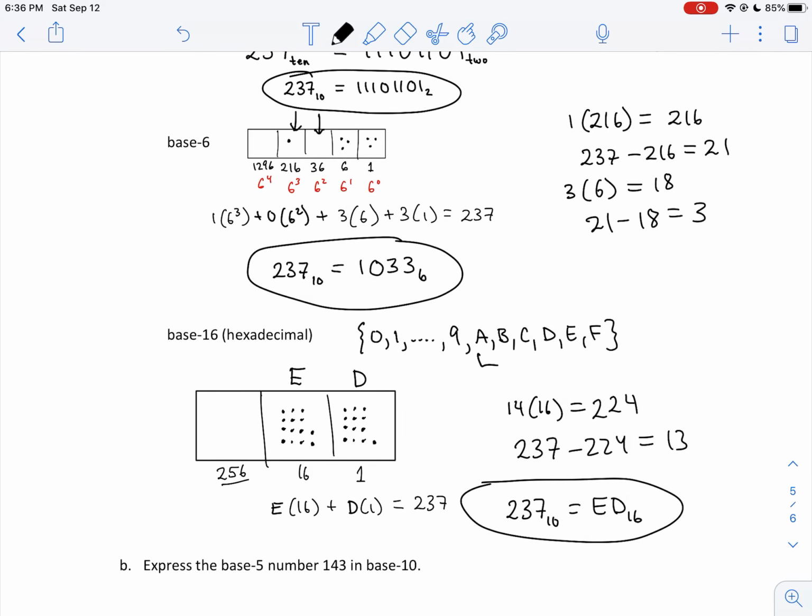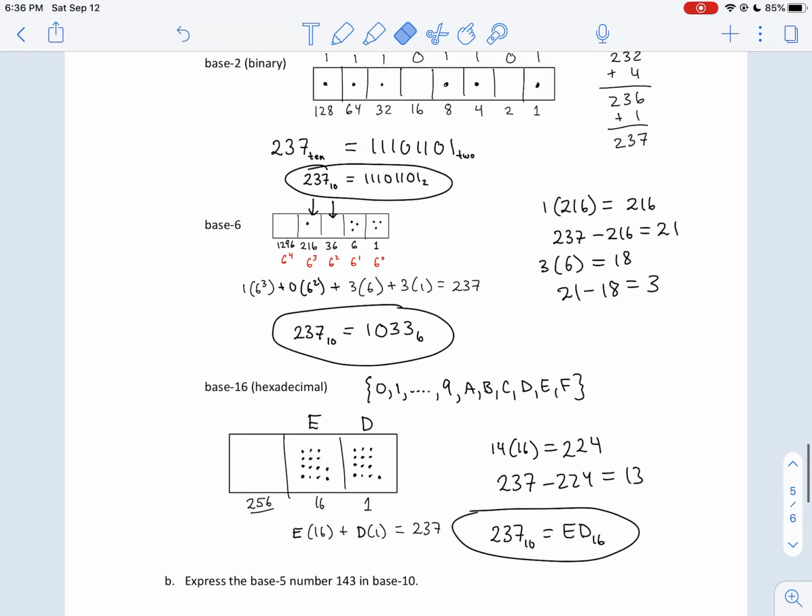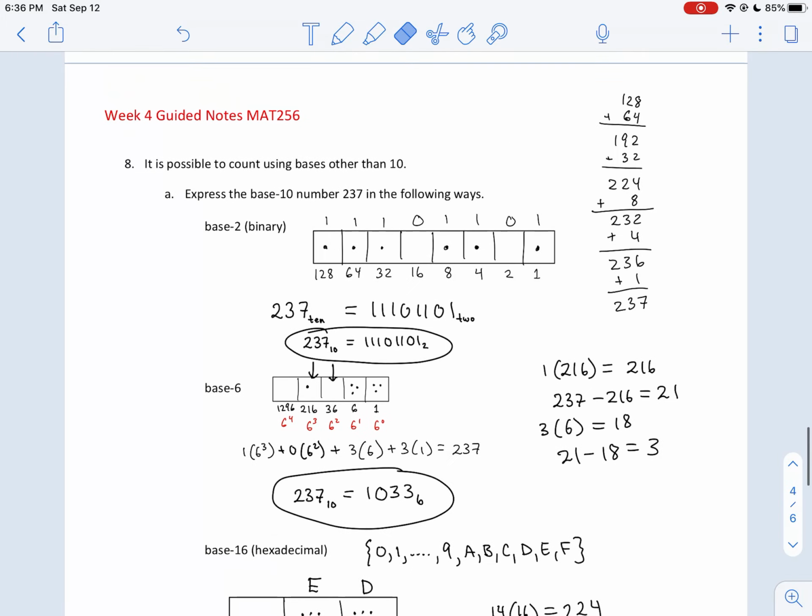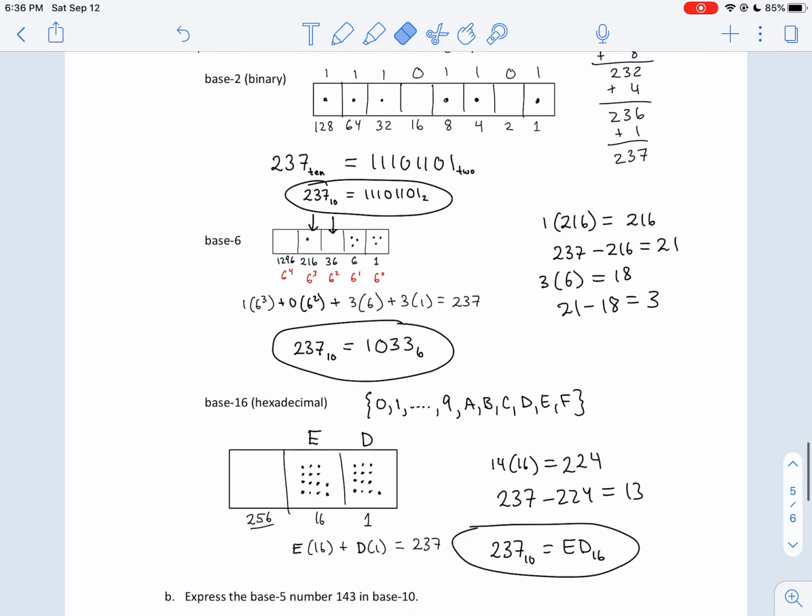Hopefully that hexadecimal is not too confusing when it introduces letters to represent amounts. It's something that's worth wrestling with. It's a used base in our modern world, hexadecimal.